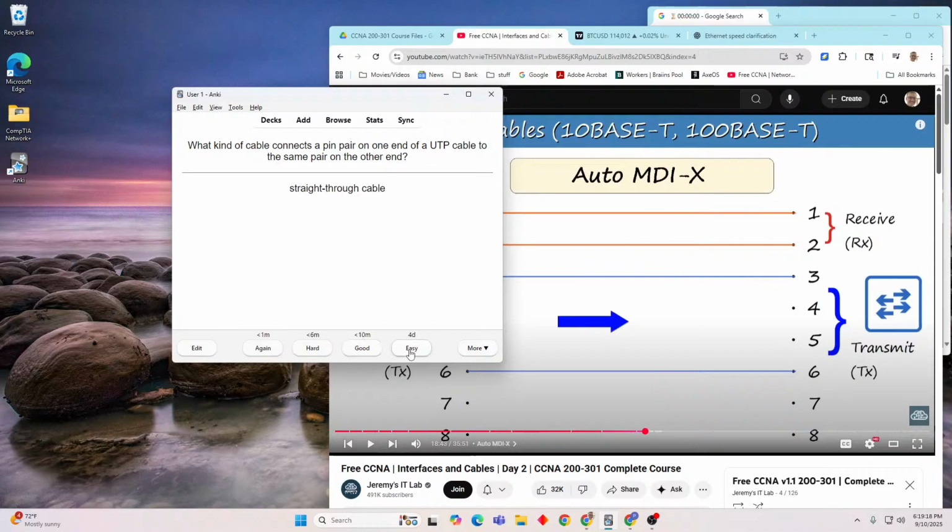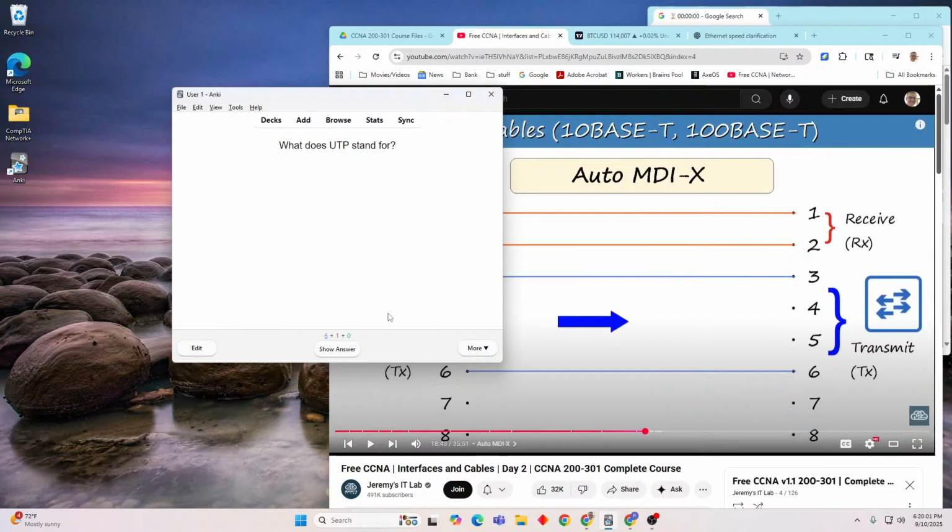What kind of cable connects a pin pair on one end of a UTP to the same pin pair? Straight through. Multimode fiber cables allow multiple modes of light waves to enter the fiberglass core. In a fast Ethernet connection, a switch transmits data on pins 1 and 2, 3 and 6. In single mode fiber cables, light travels straight through the fiber at a single mode. Multimode cables have a thicker fiberglass core than single mode cables.